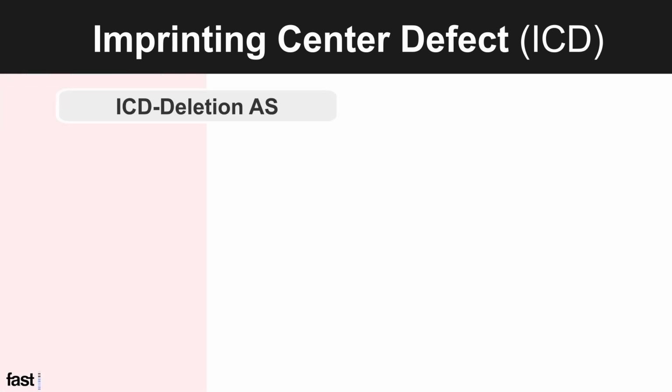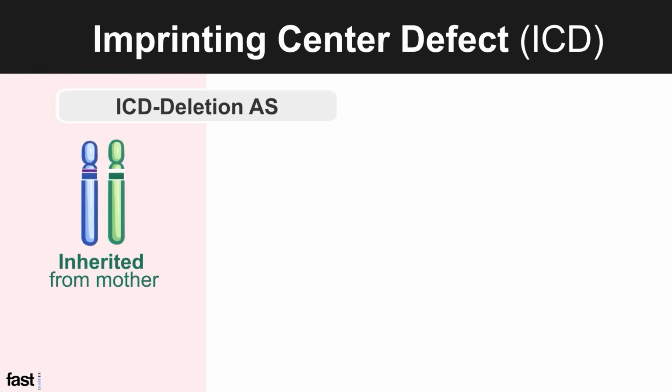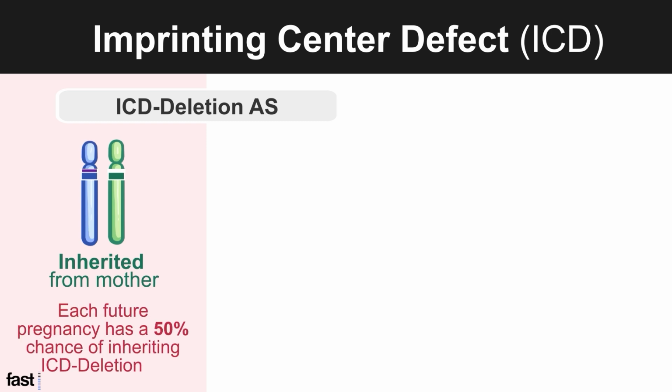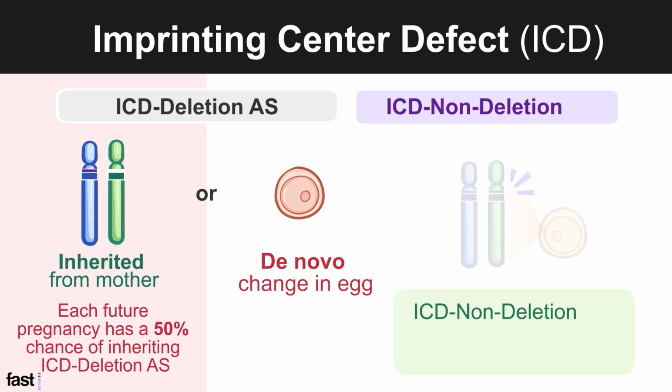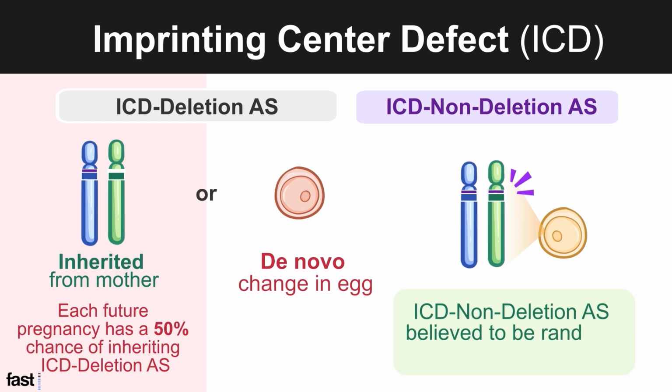ICD deletion AS can be inherited from the mother if the mother also has that same deletion, and any future pregnancies will have a 50% chance of having ICD deletion AS. It may also be a de novo, or new random event that occurred during the formation of only one egg in the mother. On the other hand, ICD non-deletion AS is believed to happen randomly, often after conception, and is not typically inherited.